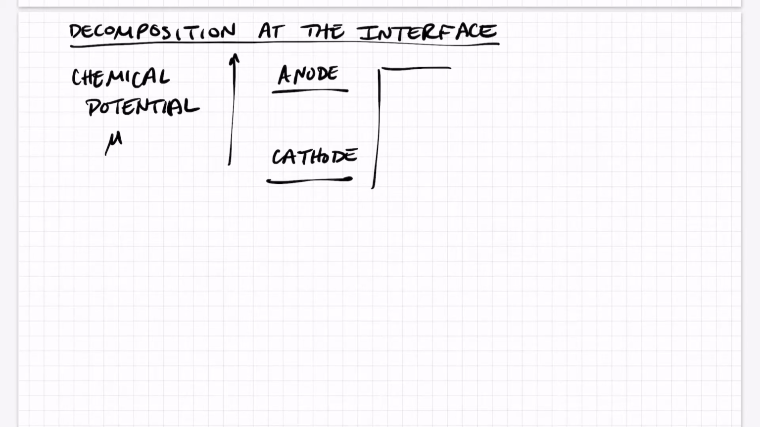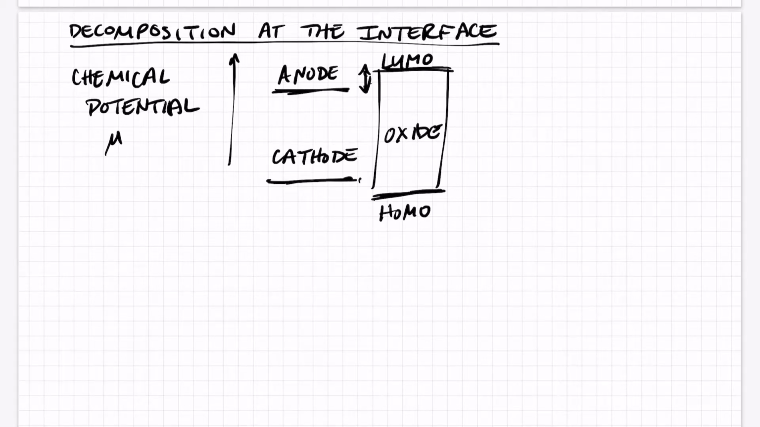Depending on how the material lines up, let's say this is the chemical potential of the lowest unoccupied molecular orbital of, let's say, an oxide, versus the highest occupied molecular orbital. So you can see here the chemical potential differences will also cause either an SEI that forms or a cathode electrolyte interface that forms.